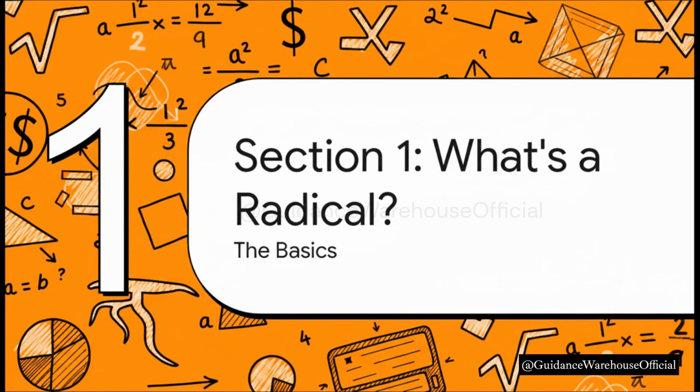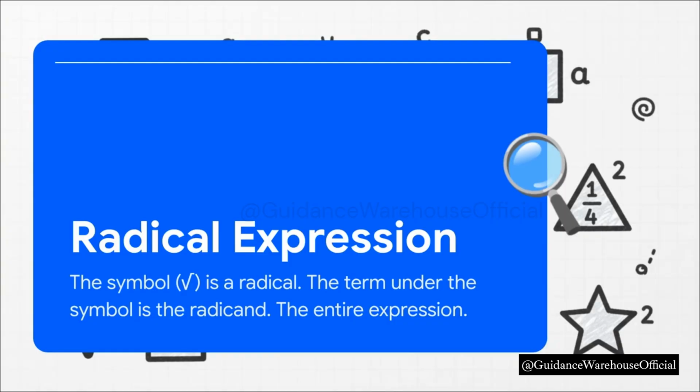Okay, so before we figure out the ladder situation, let's just hit pause and make sure we all understand the tool we're about to use. So, first things first, what exactly is a radical? Let's break down the anatomy of this thing. This whole expression is called a radical expression. That checkmark symbol, that's the radical. The number under the symbol, in this case our 169, that has a fancy name, the radicand.